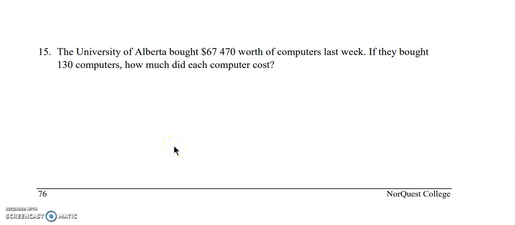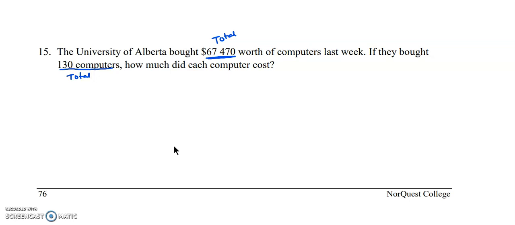Exercise 1.11, number 15. The University of Alberta bought $67,470 worth of computers last week. If they bought 130 computers, how much did each computer cost? So we can see that we have the total price, so that's our total, and we have a total of 130 computers.